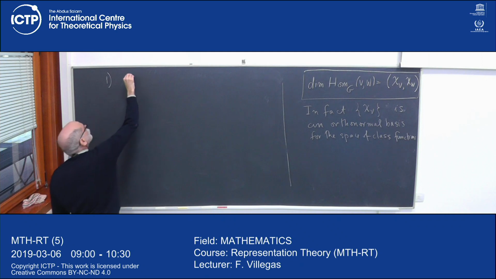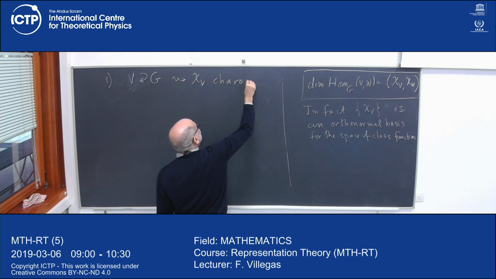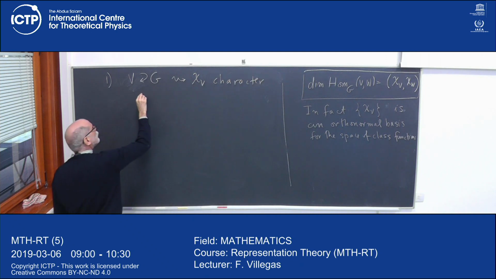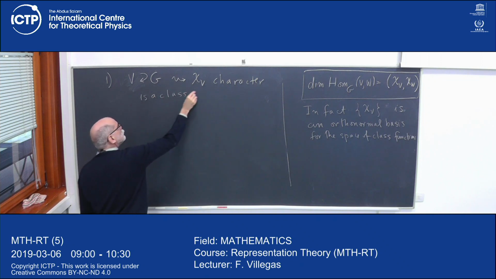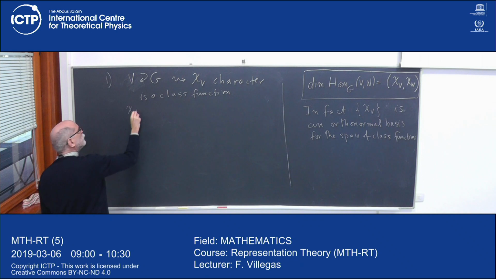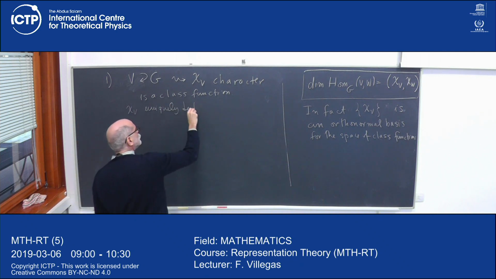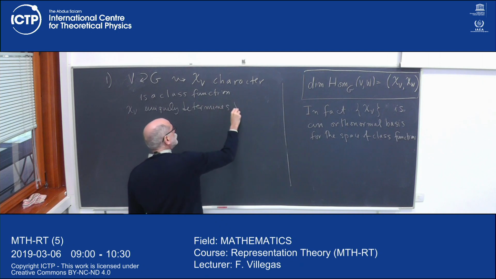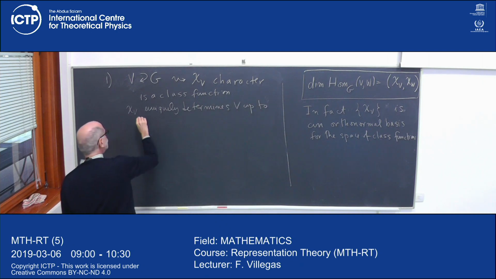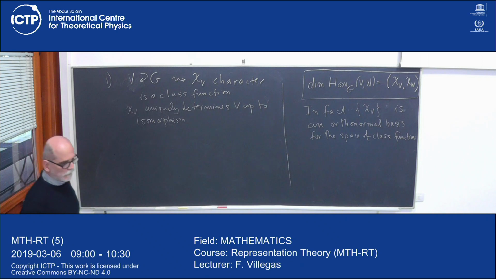So the first is that if I have a representation of G, we have a character, we define the trace of the elements, this is a class function. The claim is that chi of V uniquely determines V up to isomorphism. So if you have two representations with the same character, they are actually isomorphic.